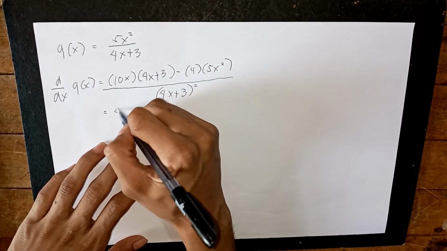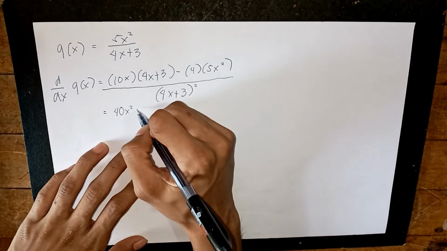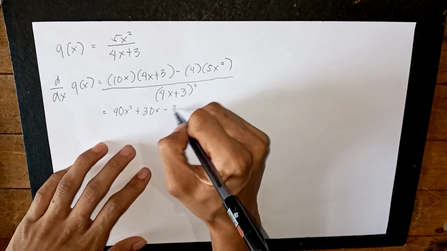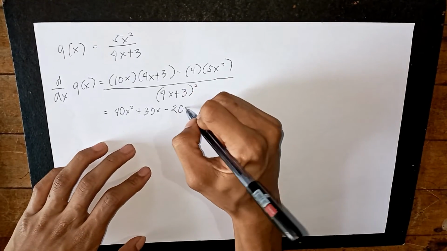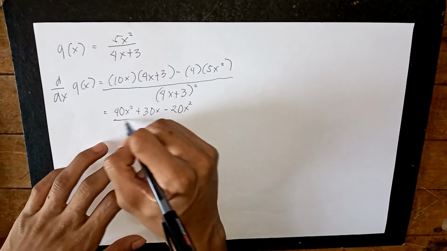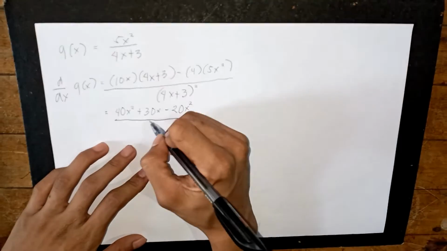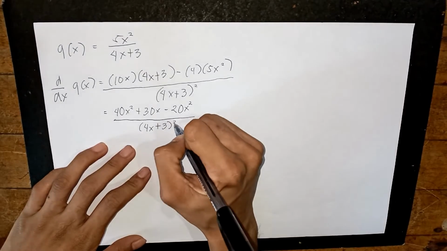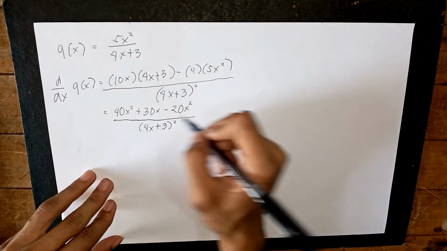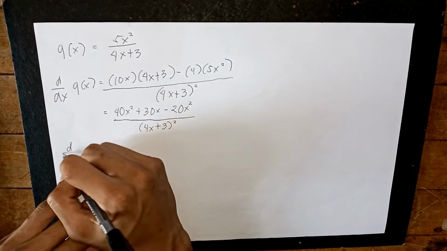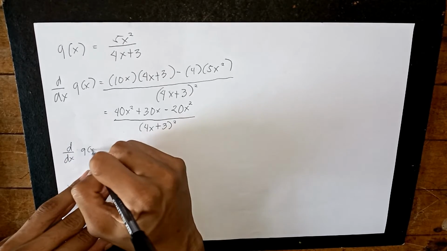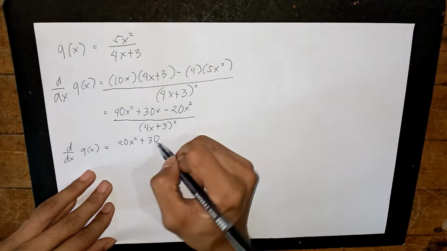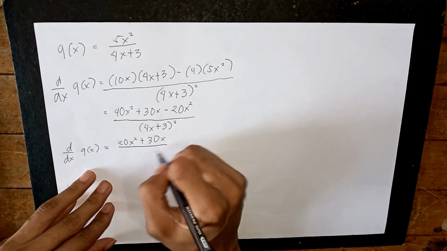Multiply those that need to be multiplied. So we have 40x squared plus 30x minus 20x squared all over the square of 4x plus 3. Then combine like terms. Therefore, the derivative of the function q of x is 20x squared plus 30x over the square of 4x plus 3.